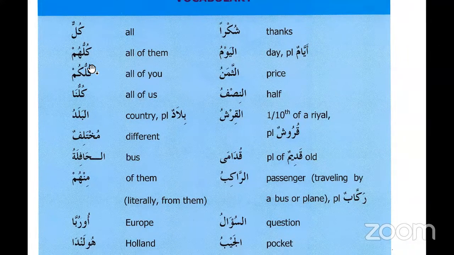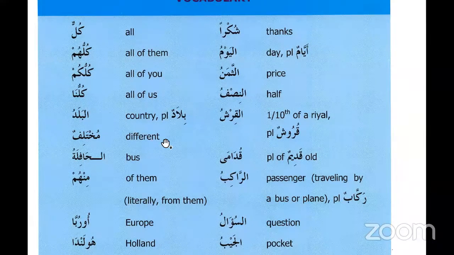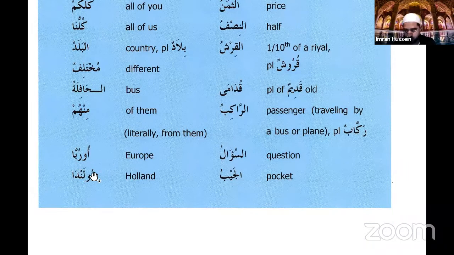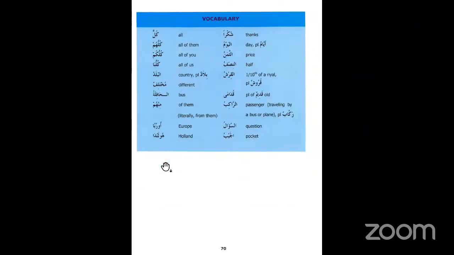Kullun, all. Kulluhum, all of them. Kullukum, all of you. Kulluna, all of us. Al-baladu, country, plural biladun. Mukhtalifun, different. Al-hafilatu, bus. Minhum, of them, literally from them. Uruba, Europe. Hollanda, Holland. Excellent.